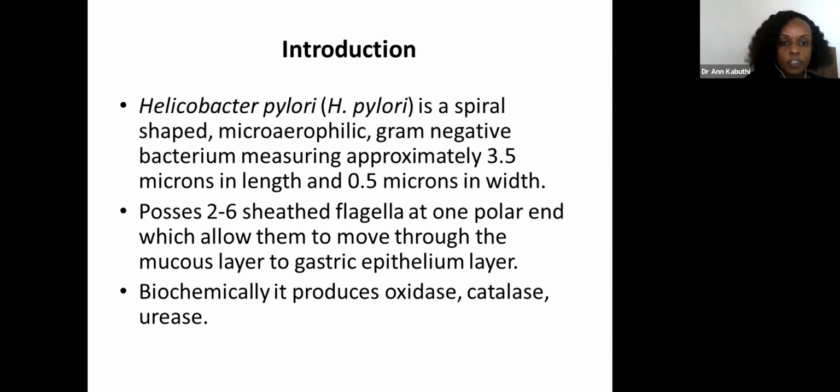Now, H. pylori possesses 2 to 6 sheath flagella at one polar end, and this allows it to move through the mucus layer to the gastric epithelium layer. Biochemically, H. pylori produces oxidase, catalase, and urease enzyme, and urease is vital for its survival and colonization.